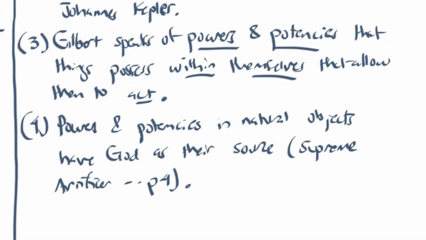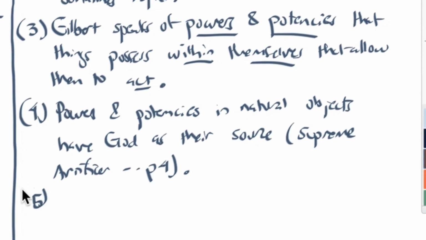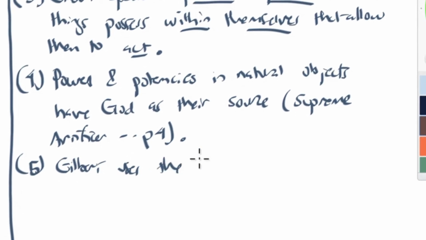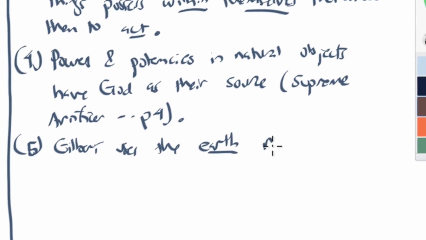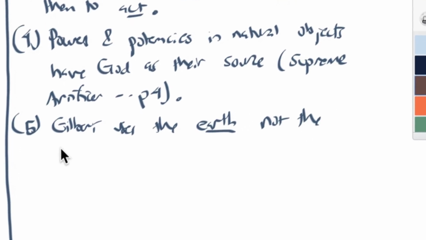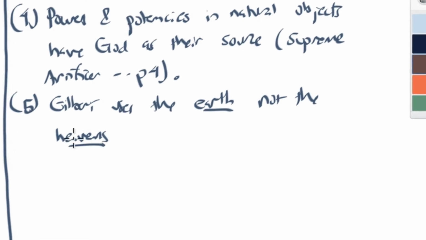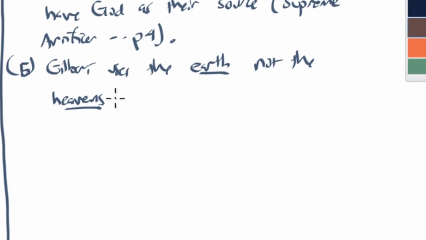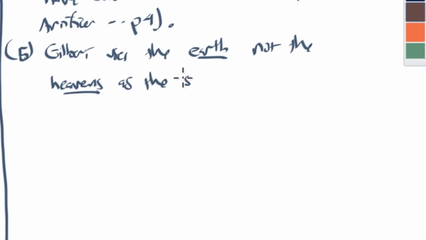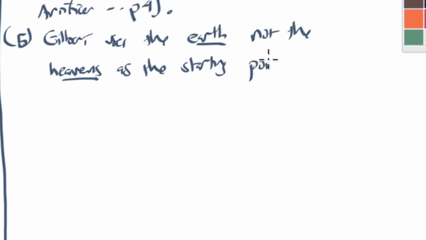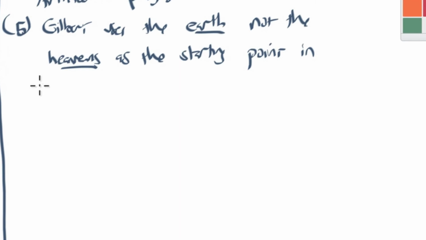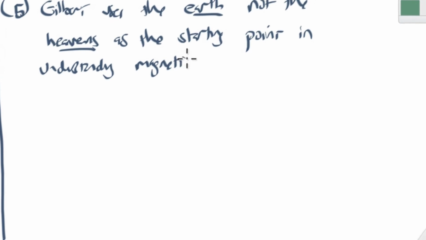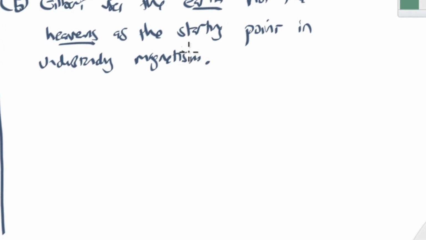Now also, as I mentioned before, Gilbert uses the Earth, not the heavens or the things above the Earth. Don't think about heavens like the place you go when you die, but the heavens is everything above the Earth. Gilbert uses the Earth, not the heavens, as the starting point. It's a starting point in understanding magnetism. He has a very earthy approach to this, a mundane approach.